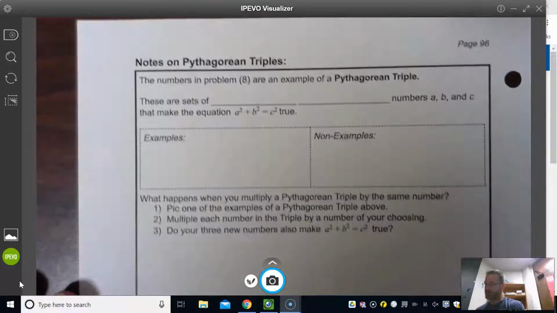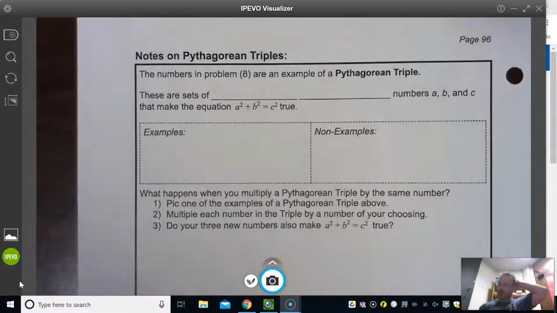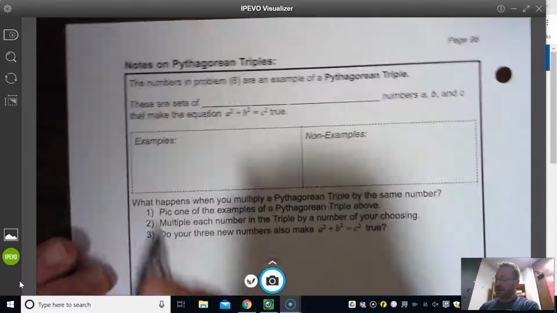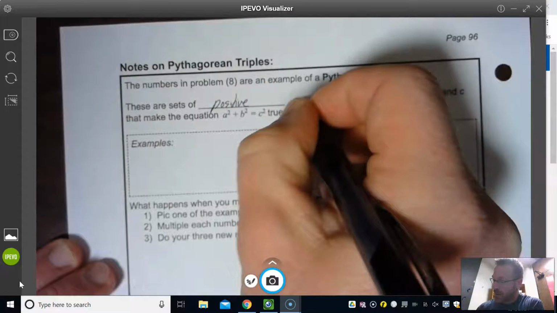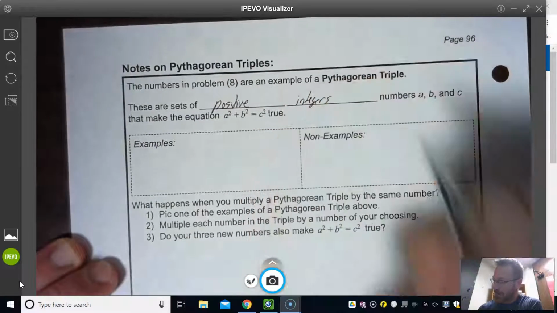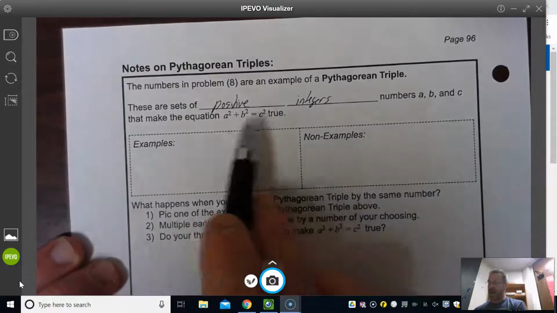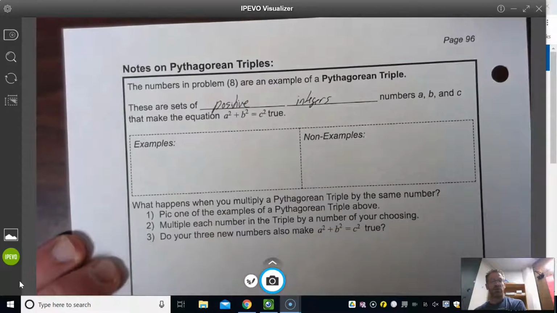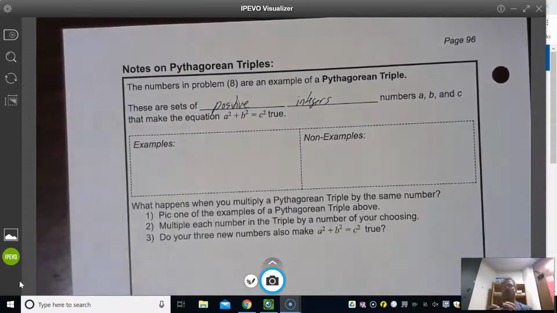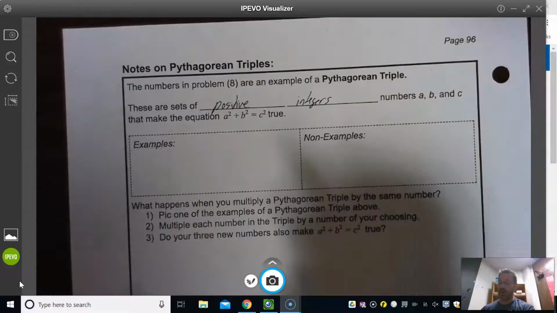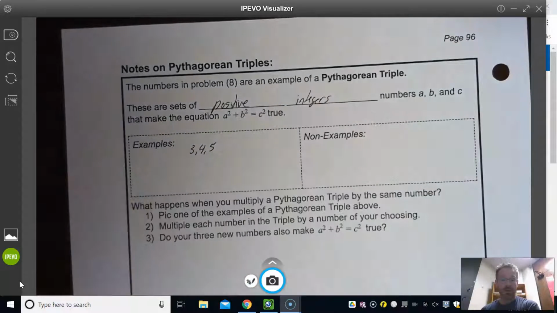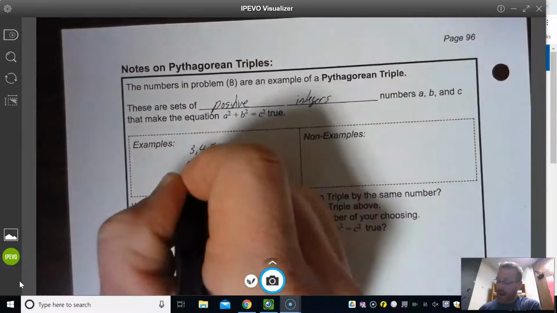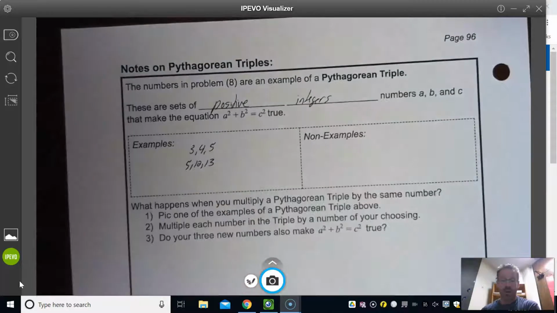I'm going to wrap up with just a little bit of notes here on Pythagorean triples. A Pythagorean triple is a set of positive integers that make a squared plus b squared equals c squared true. So basically, these are the side lengths of right triangles. Examples would be a 3, 4, 5 triangle and a 5, 12, 13 triangle.